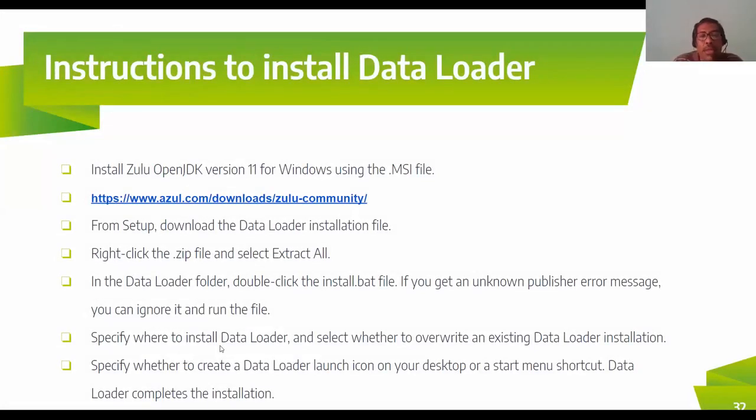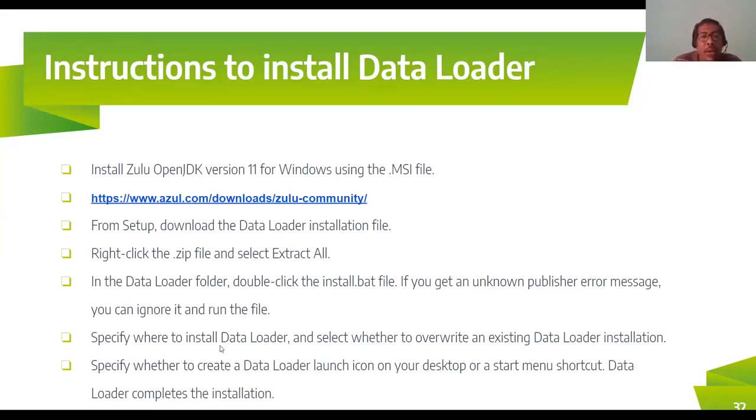After this, we'll continue with how to download Zulu OpenJDK. The older version was 11, but now it is 16, for Windows using the MSI file, right? So what we do is go to www.azul.com, Download Zulu Community. We have to download the MSI file, and we also have a zip file, which you can download, extract and then install. So right-click the zip file and select Extract All, right?